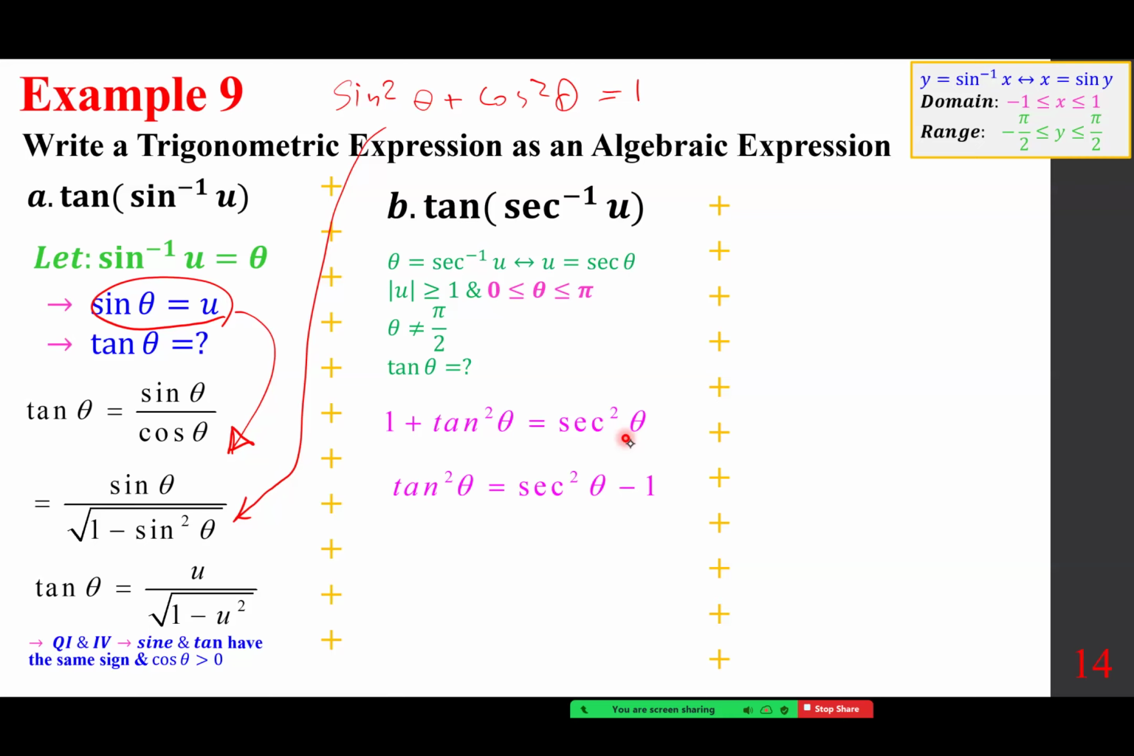So that means tan is plus minus the square root of the right side. And secant is u. So tan squared is u squared minus 1. And tan is plus minus the square root of u squared minus 1. The question is, is it positive or is it negative? Well, in the first quadrant, tangent is positive.